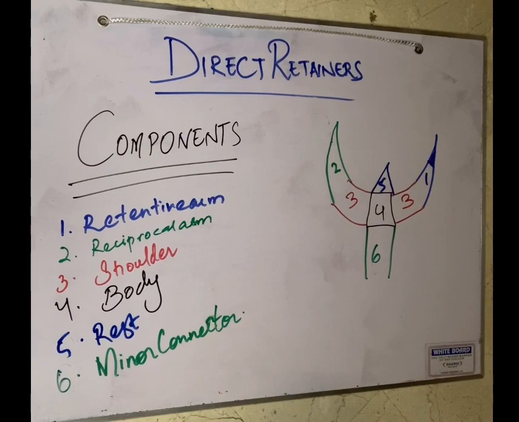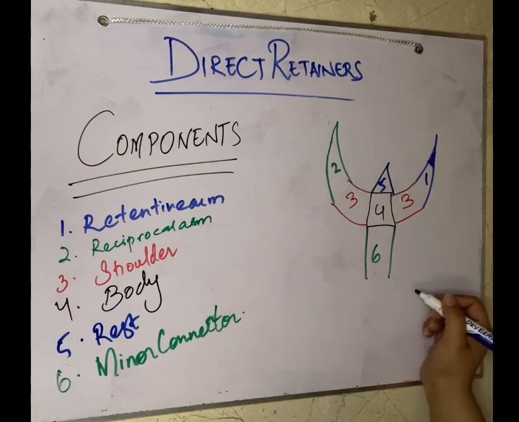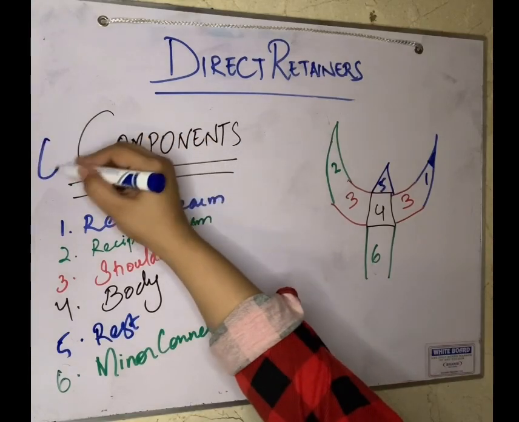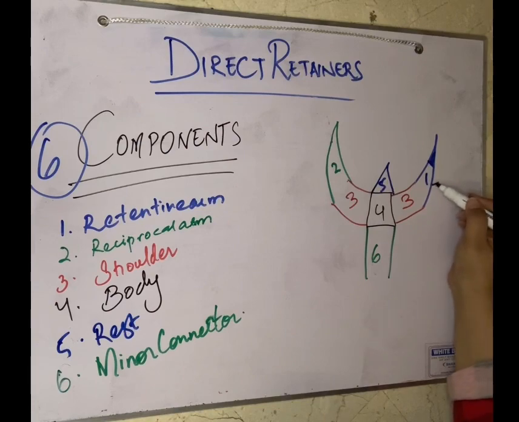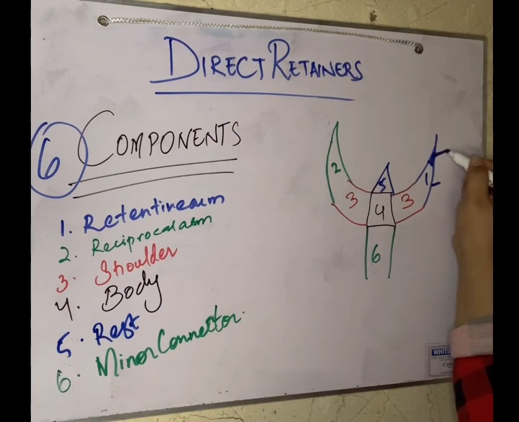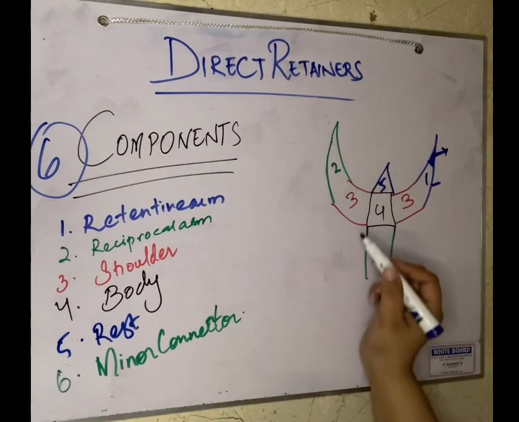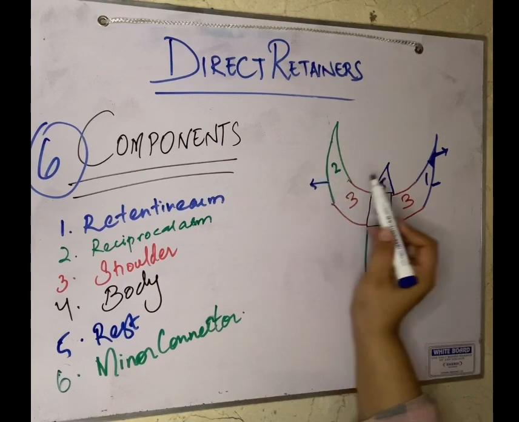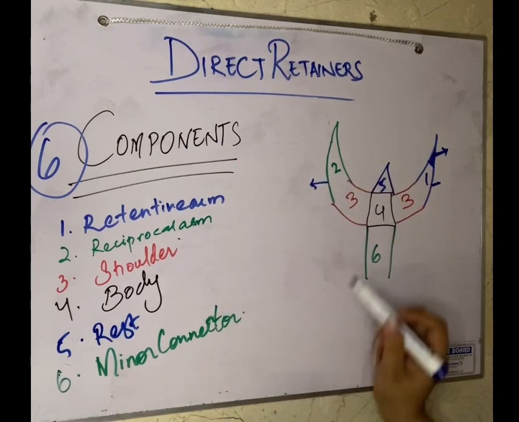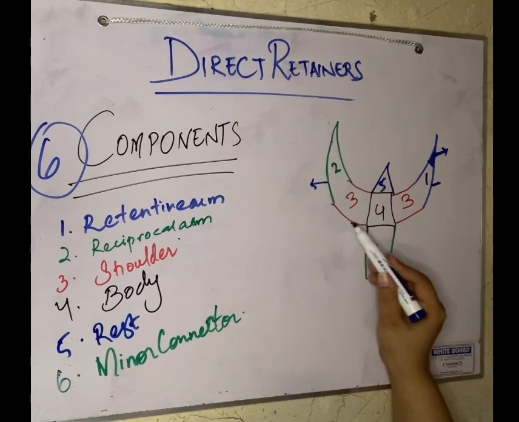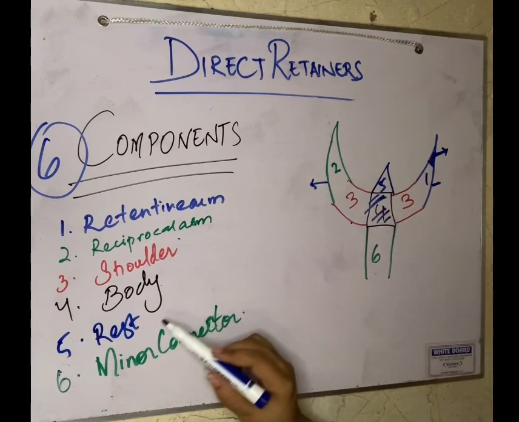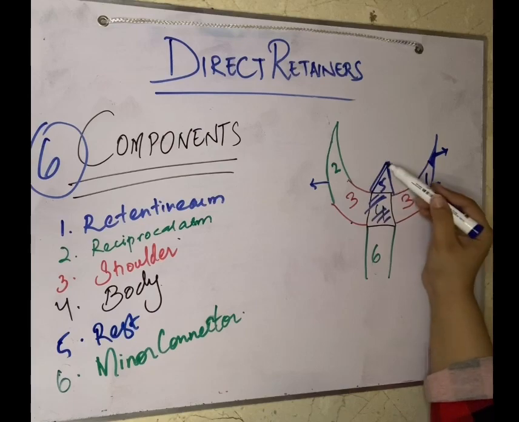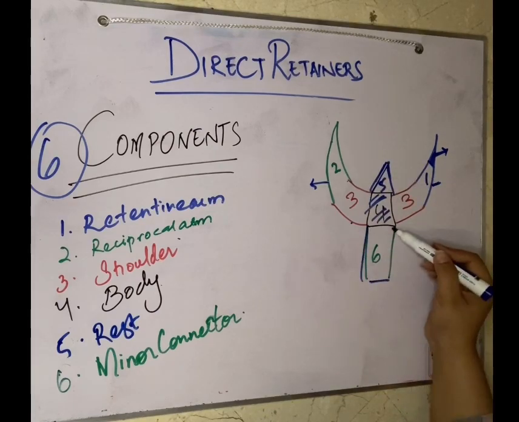Now we'll be discussing the components of the direct retainer. This is a rough diagram, and there are 6 basic components of the direct retainer. Firstly, we have the retentive arm. This is the retentive arm, and this is the retentive tip or terminal. And this is the reciprocal arm. I have numbered it: 2 is the reciprocal arm. 3, these are the shoulders. This part is the body. This is the rest, and this is the minor connector.